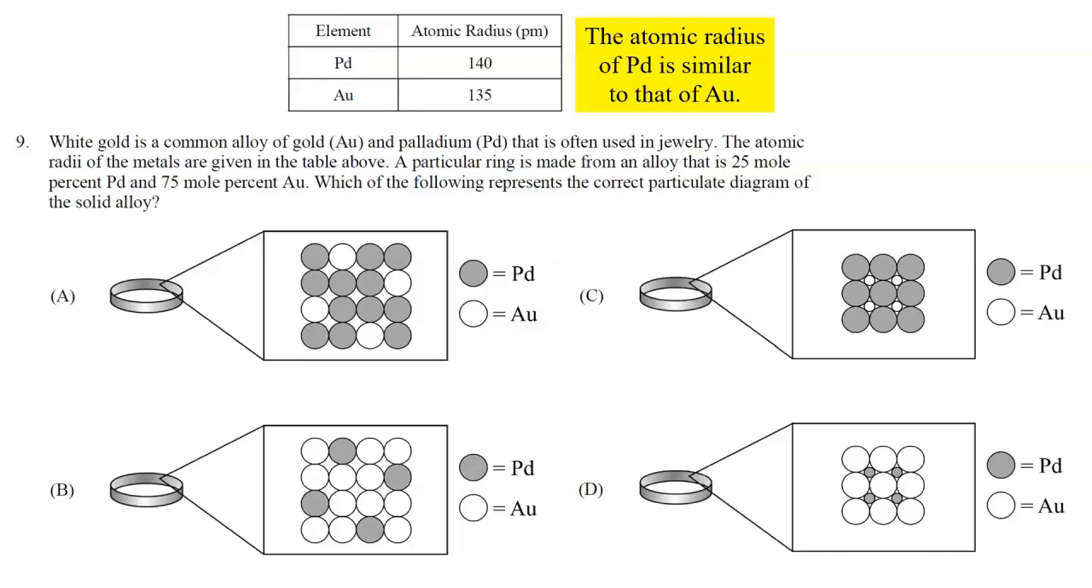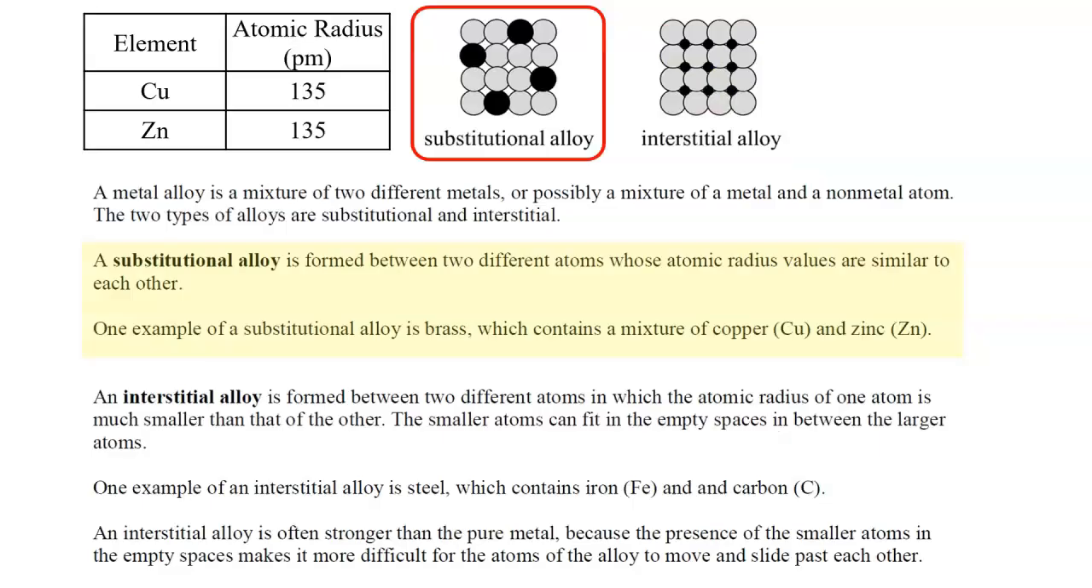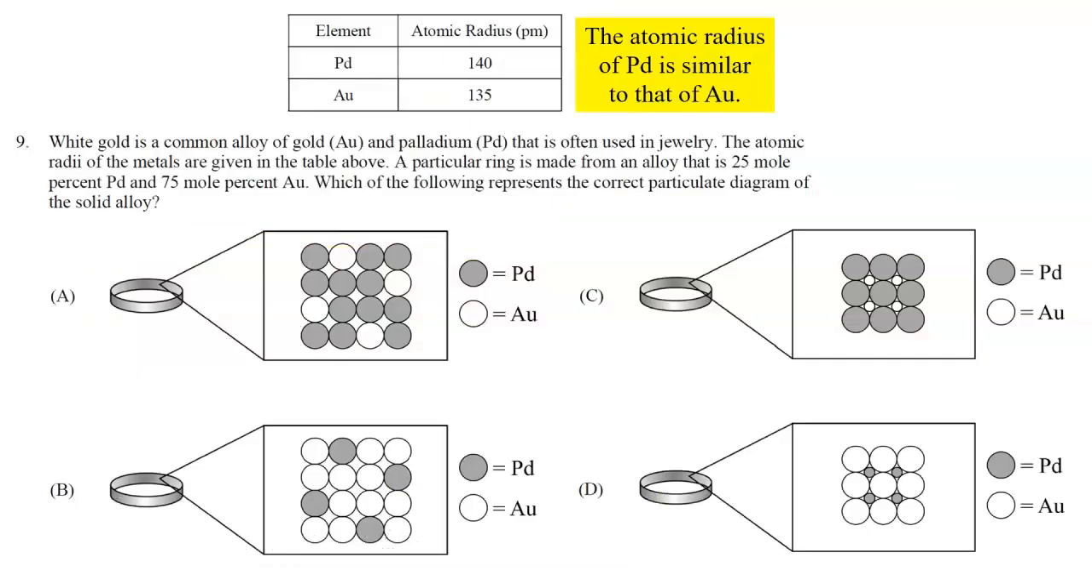So we are looking for a substitutional alloy in terms of our particle diagrams. Let's go ahead and eliminate any particulate diagrams that show an interstitial alloy, because that's not what we have here. So let's go ahead and get rid of choices C and D, which, as you can see, have smaller circles that are fitting in between the spaces of larger circles. So we do not have an interstitial alloy. We're looking for a substitutional alloy, so we can narrow down the choices to either A or B.